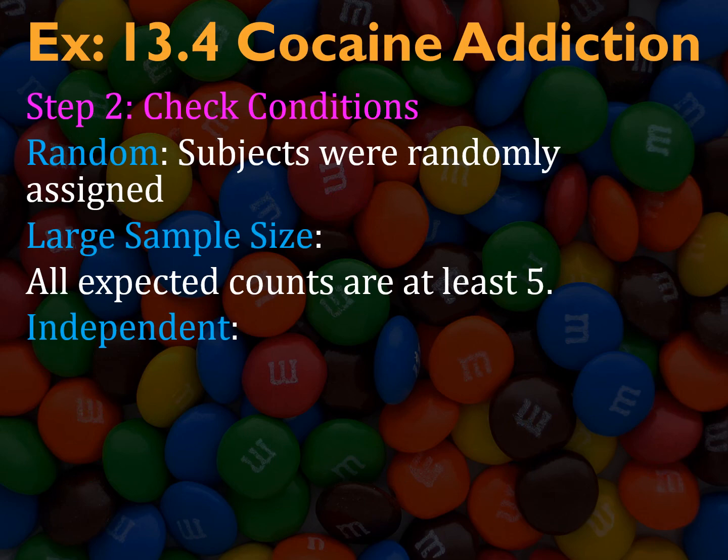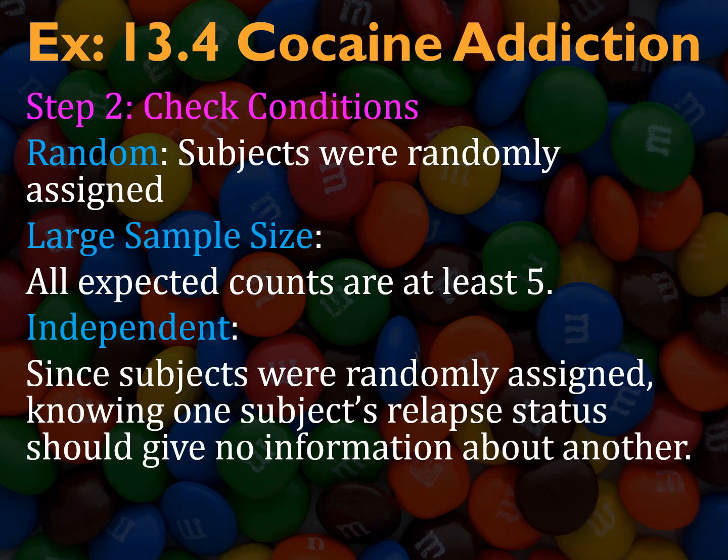So we verified all expected counts are at least 5. Independence: we have random assignment. And we know that one subject's relapse status shouldn't give any information about the other. But again, because you have a random assignment of treatments, the independence condition is generally satisfied.